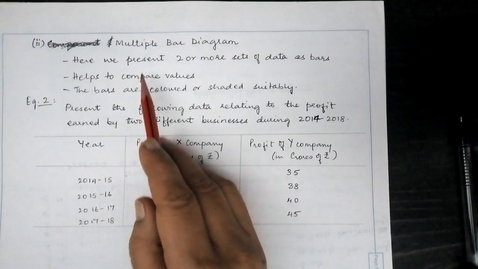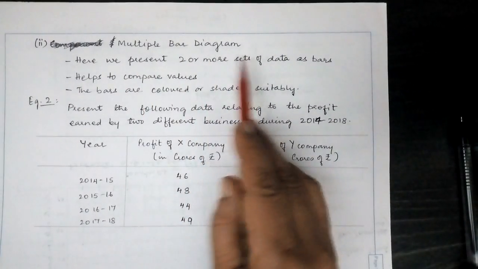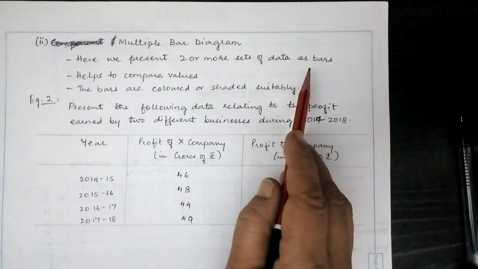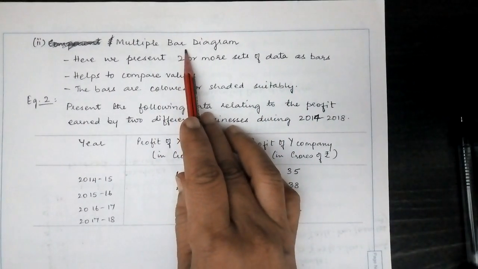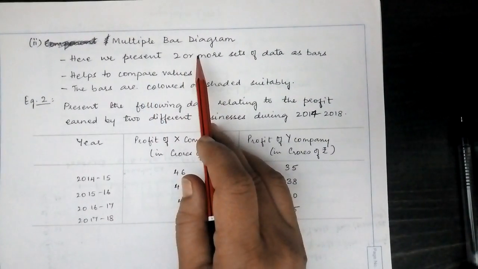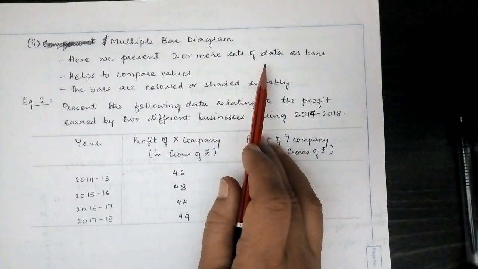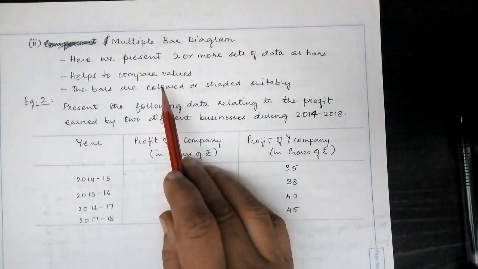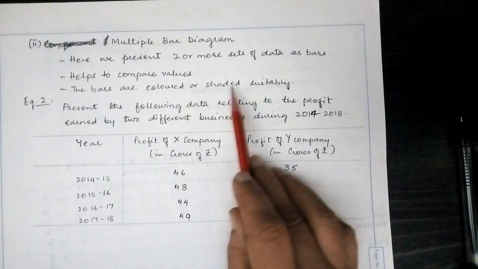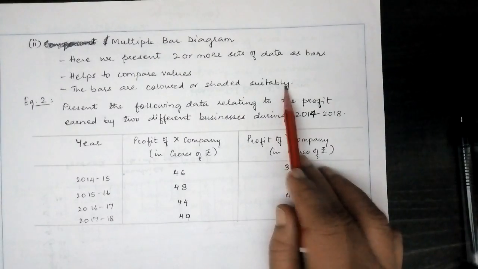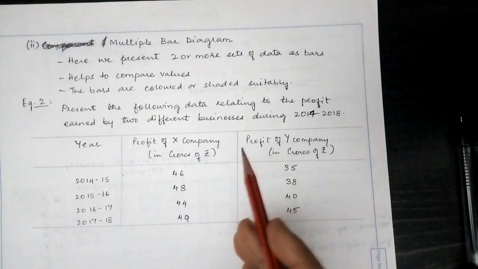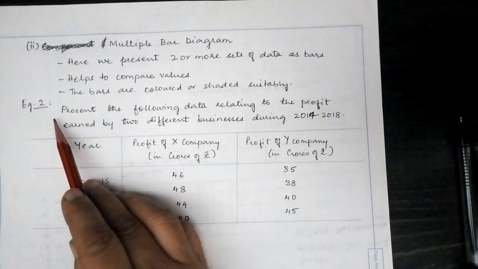The second is the multiple bar diagram. Here we present two or more sets of data as bars. That is why multiple bars. If it is single, it's a simple bar. Multiple means more than one, say two or more sets of data. This helps us to compare values. And here the bars are colored or shaded suitably so that we can differentiate between the bars and understand which bar represents what. So here we have the example.